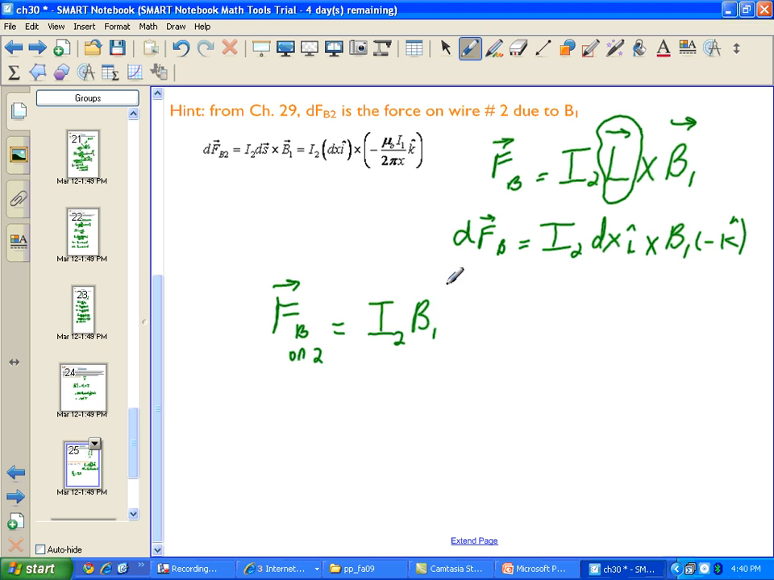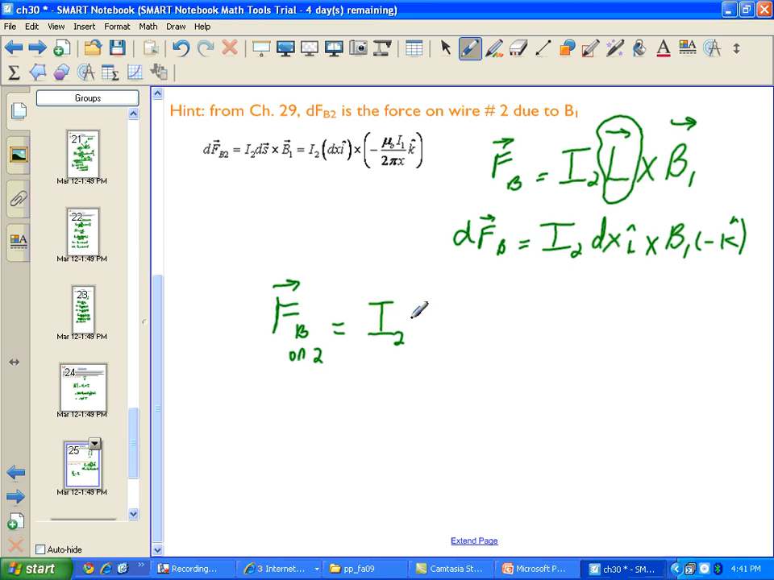Well, actually, it's not a constant, is it? Nope, we can't do that. Let's see. We're going to integrate. Let me go ahead and just erase this because that's not quite correct what I said.